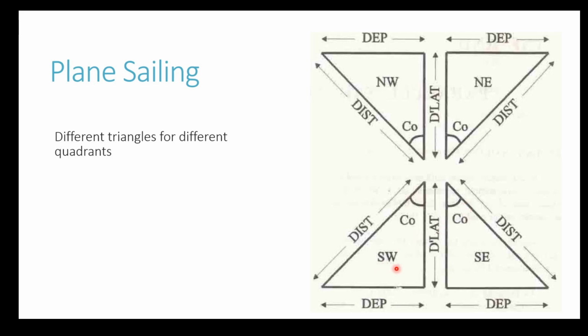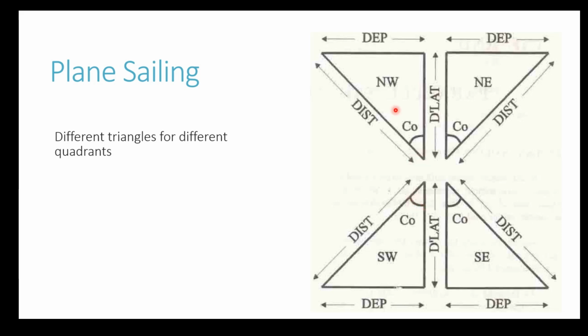Similarly, for southwest quadrant, you see this is the particular triangle. This is our starting position. We are moving in a southwesterly direction. This is our destination position. The horizontal side is the departure, and the vertical side is the D-lat. And this particular angle is the quadrantal course, south so many degrees west.